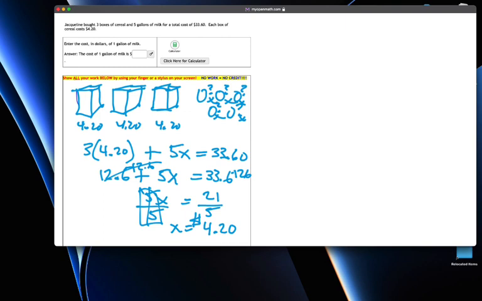Now, it's just a coincidence that the gallons of milk have the same cost as the box of cereal. Most of the time, that would not be the case. And you could quickly check. You've got these 3 that are $4.20 and 5 of these that are $4.20.